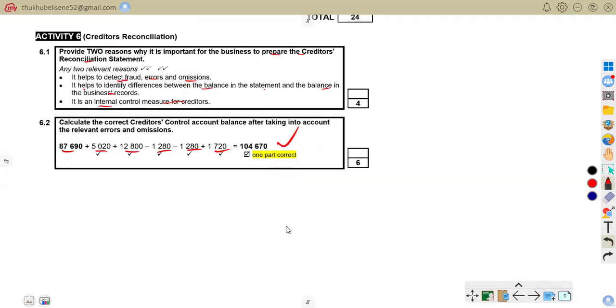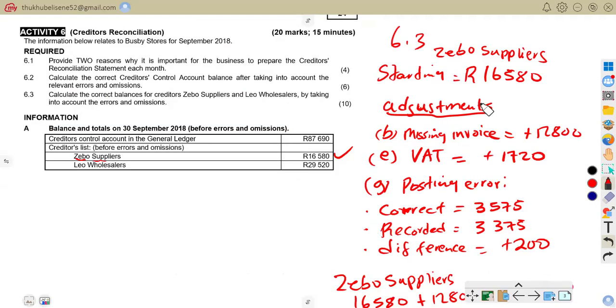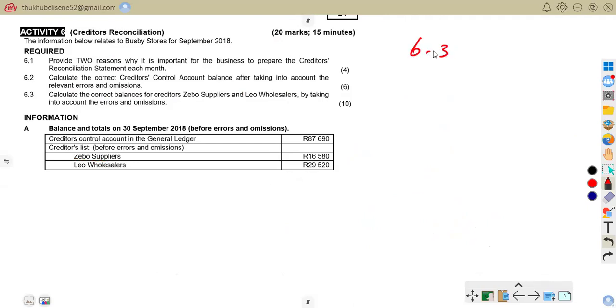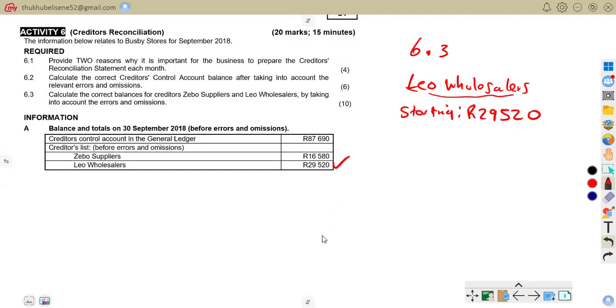So now we are to do the Leo suppliers. Like we have said, now we're going to do the Leo wholesalers. So it means we are still on 6.3, but now under Leo wholesalers, 6.3. So now we are under Leo wholesalers. Here we're going to have a starting balance. So we're going to have the starting balance of how much? 29,520. So we're talking about this amount.